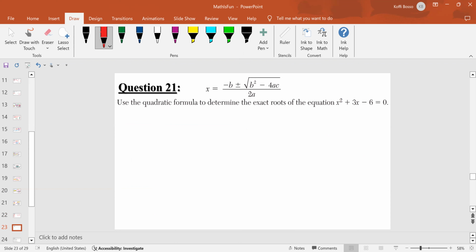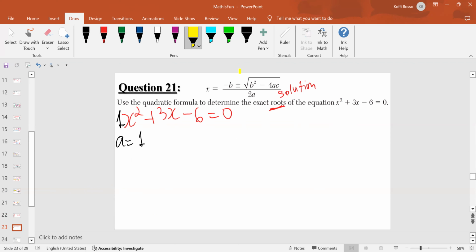Question 21. They say use the quadratic formula to determine the exact root. Root means solution. Of the equation x squared plus 3x minus 6. So when you have x squared plus 3x minus 6 is equal to 0, you have to understand this is same as 1x squared, and that 1 is a.